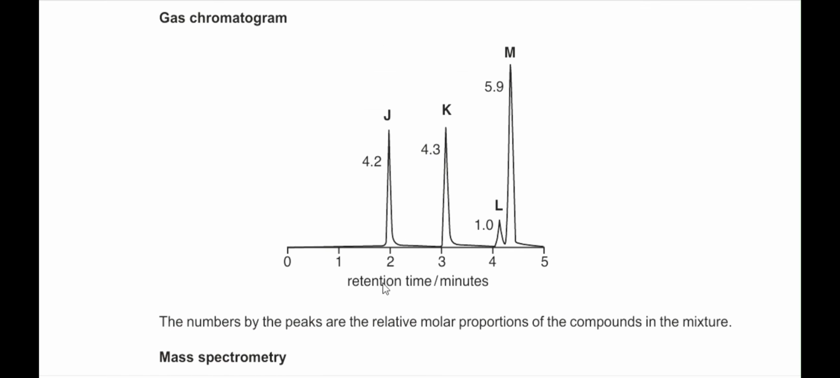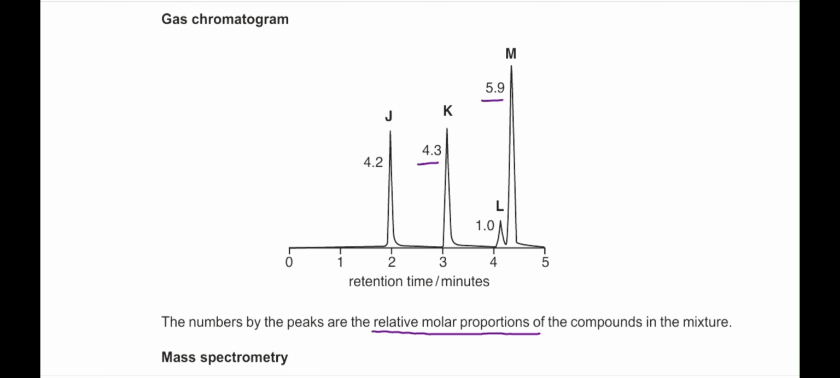And in the gas chromatogram given to us, the x-axis represents the retention time in minutes and the numbers by the peaks represent the relative molar proportions of each of the components in the mixture. So our strategy should be to convert the concentration for K given in grams per dm cubed into moles per dm cubed, and then say that if that is represented by 4.3 in the gas chromatogram, then what would be the molar concentration for M, which is represented as 5.9, because they are all proportional and relative.